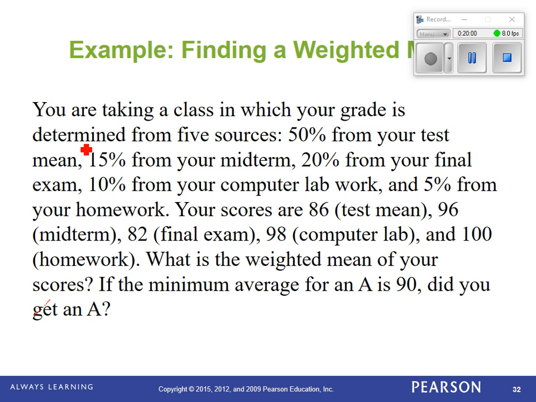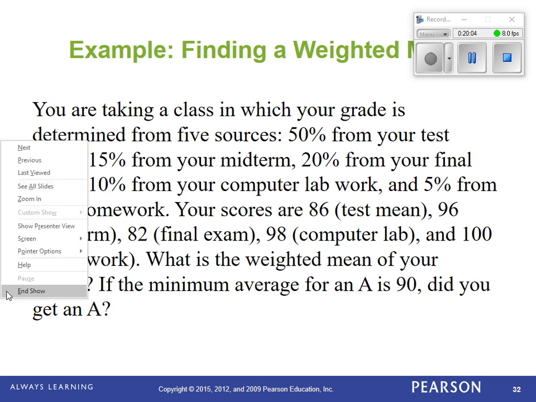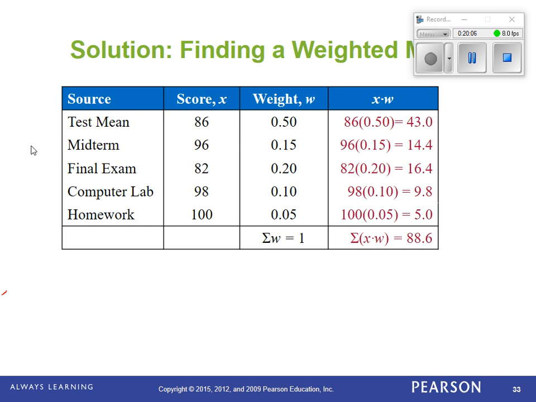If the minimum average for an A is 90, did you get an A? So all we're going to do here, we take each one of these. Our test score was 86. Well, it said test count 50%, so we multiply that. Next one, the midterm, was 15%, so we multiply that, and so on all the way through here. The homework, we got 100 on it. Multiply that. And this is the way these grades work out.